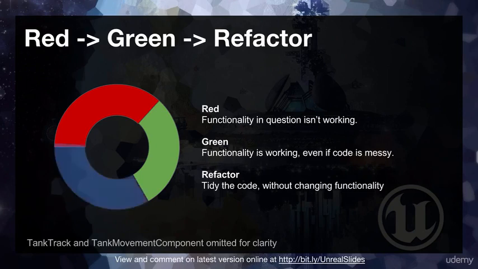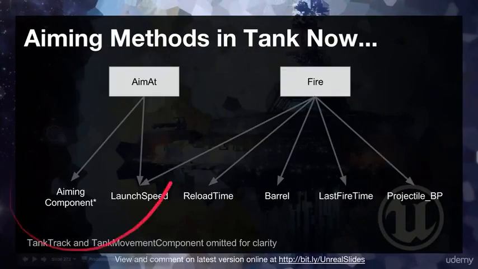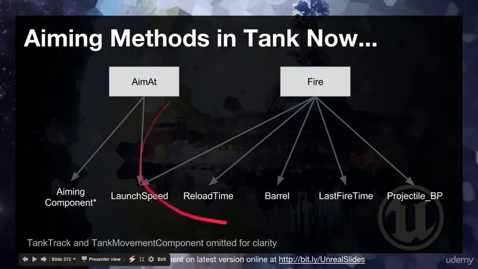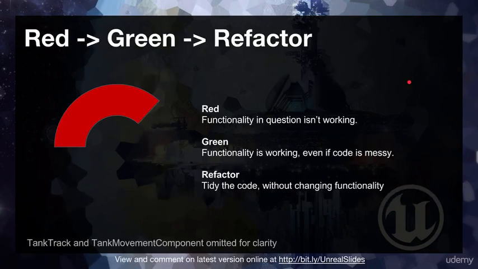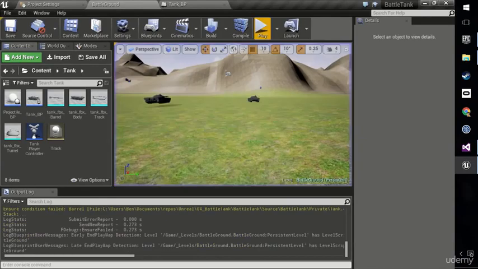So we're trying to get to green. Then you refactor, which is the blue, and then you repeat. So we're going to go around this loop once for AMAT, and then once more for the fire method. Okay, so red, green, refactor, remember that. Okay, we need to get to green.